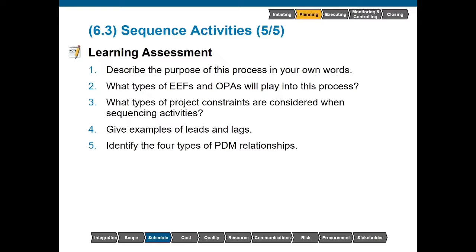Identify the four types of PDM relationships: finish to start, which is the most common, the start to finish, which is the least common, the start to start relationship, and a finish to finish relationship.